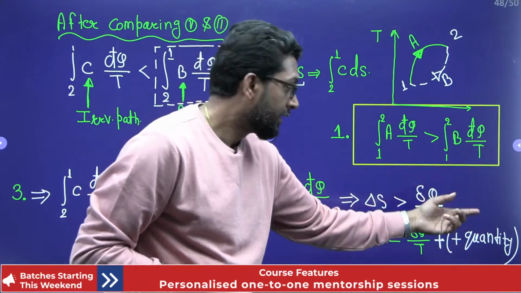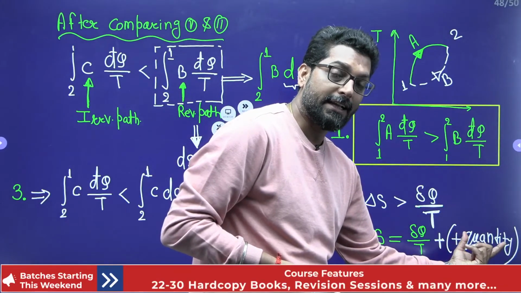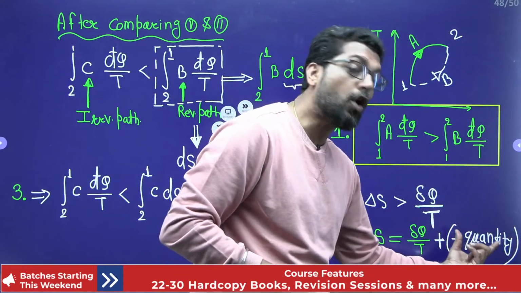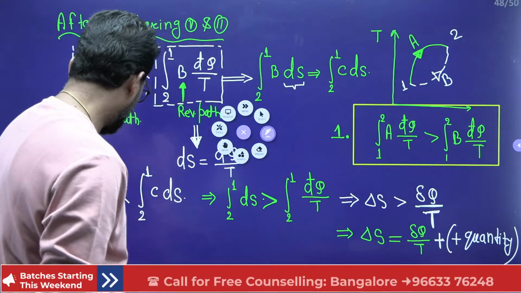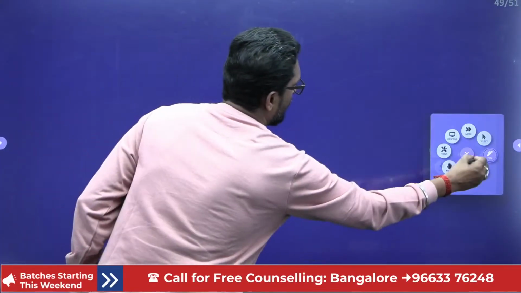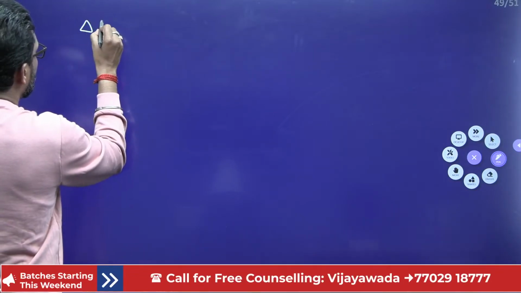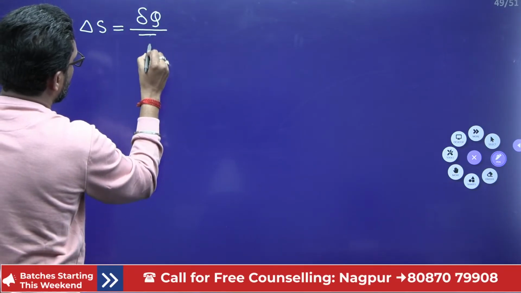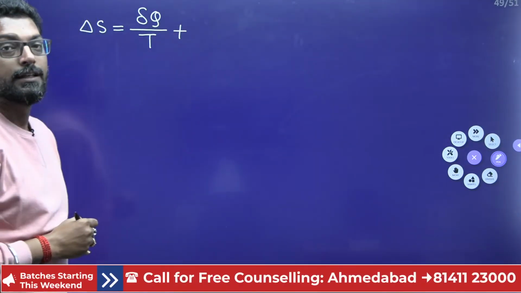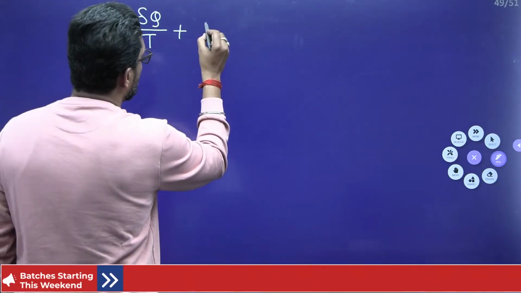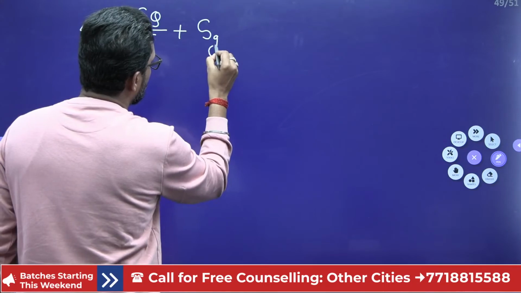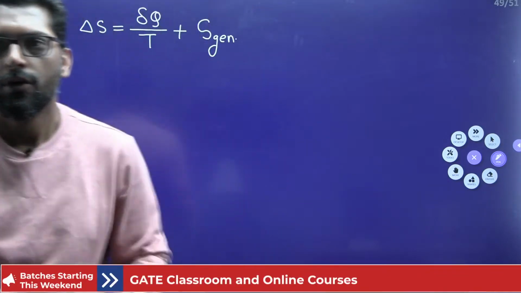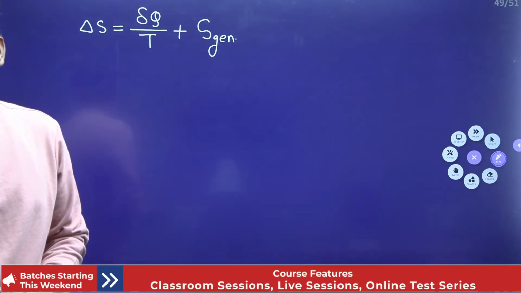This quantity we can never take as work; this is a lost opportunity to do work. That means this is lost work. So delta S is equal to del q by t plus that positive quantity, and that positive quantity is the entropy generation.